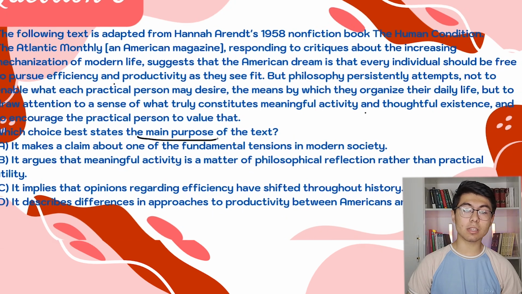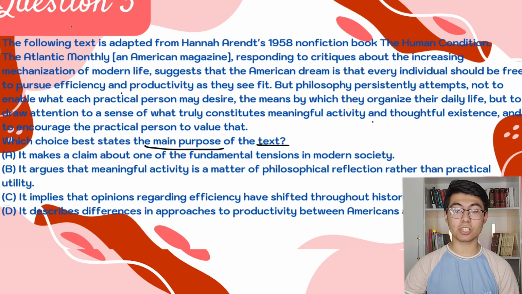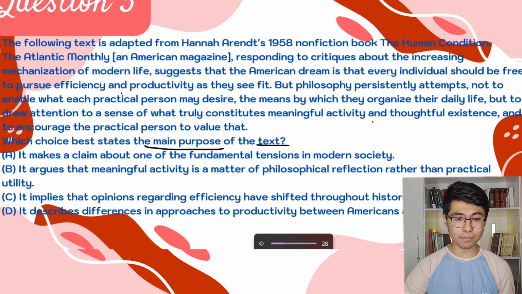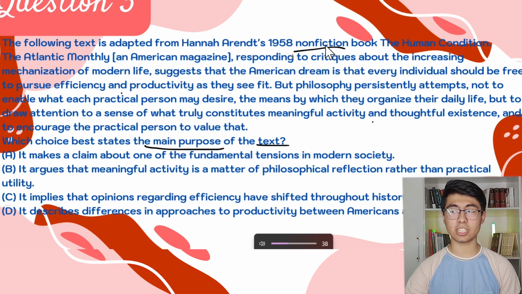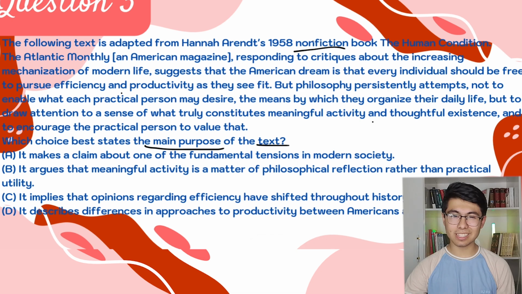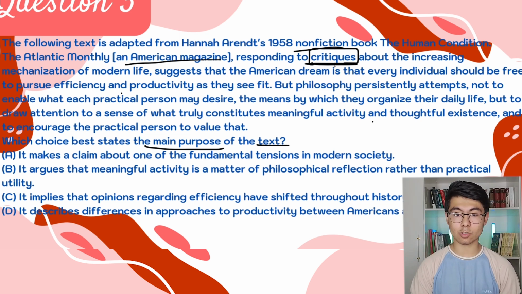So the question asks, what's the main purpose of the text? So now let's read the passage step by step. So the following text is adapted from that person's nonfiction book. So we already know this is nonfiction, and it might sound a little formal or philosophical, but you're not scared of those things. So let's move on to the Atlantic Monthly, an American magazine responding to critiques about the increasing mechanization of modern life. So the very important thing is that there were critiques about modern life becoming too mechanized, a little bit robotic.